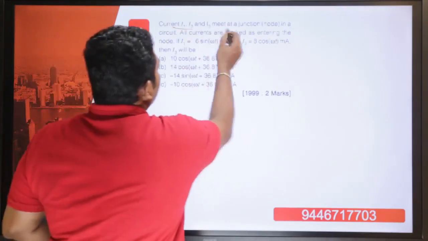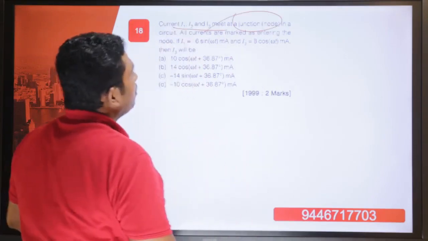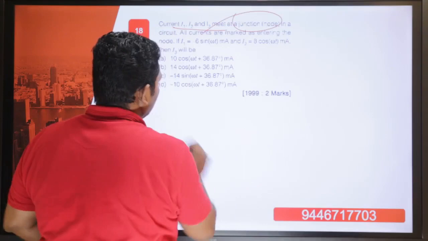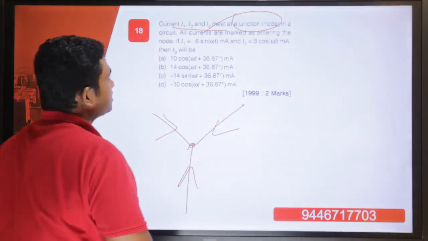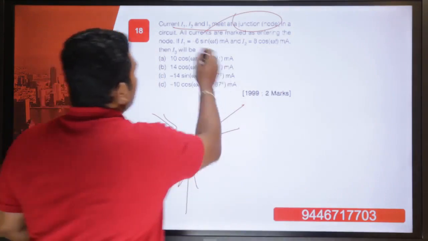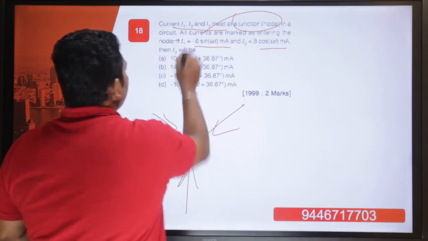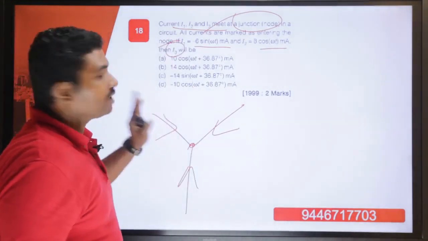Currents I1, I2 and I3 meet at a junction or a node in a circuit. All currents are marked as entering the node. So that means there are 3 currents entering a node. I1 value is given, I2 value is given, then I3 is to be found out. This is a question of pure Kirchhoff's current law.